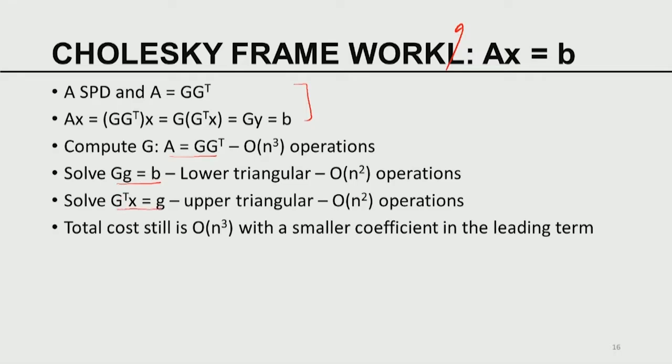So you can see the second step depends on the first step, the third step depends on the first step and the second step. So we solve the system in again a 3-step procedure quite parallel to the LU decomposition but at a lesser cost. The total cost of lower triangular system is n square, the upper triangular system n square, this is n cube, the overall cost is still n cube but with a smaller coefficient for the leading term, so it is slightly cheaper.